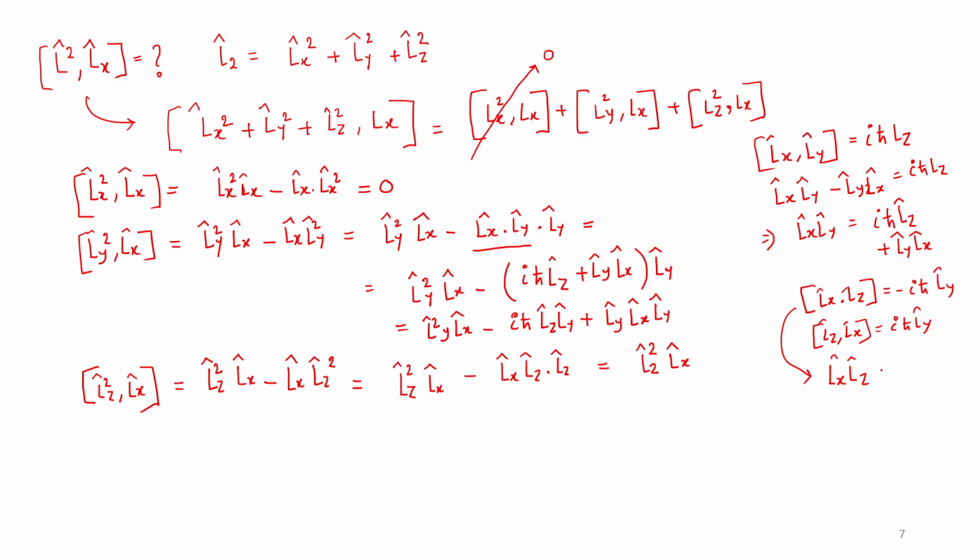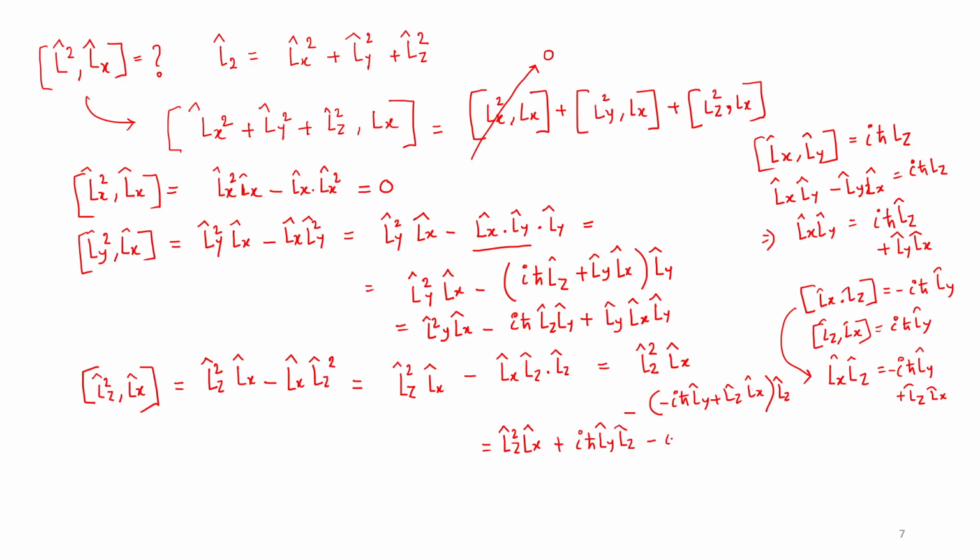So Lx Lz, that is actually your iħ Ly minus of that, and plus Lz Lx. I hope you got what I am trying to say. Minus iħ Ly plus Lz Lx, which is right multiplied by Lz. And the whole thing is Lz square Lx, minus plus iħ Ly Lz.